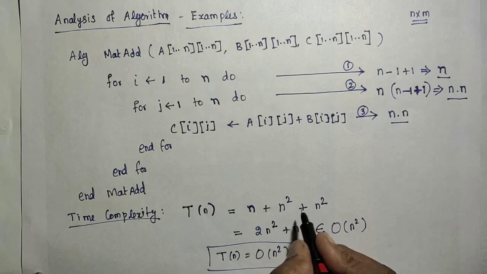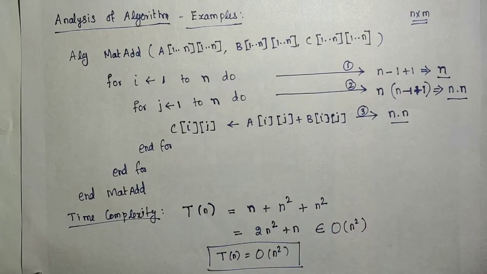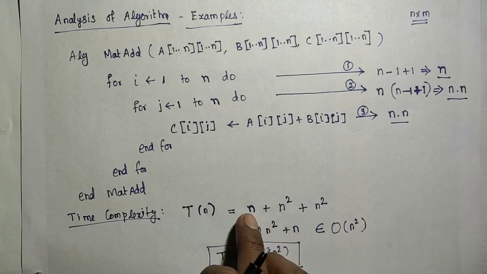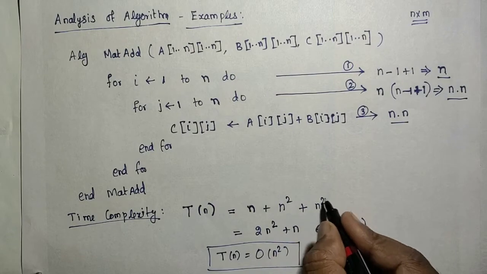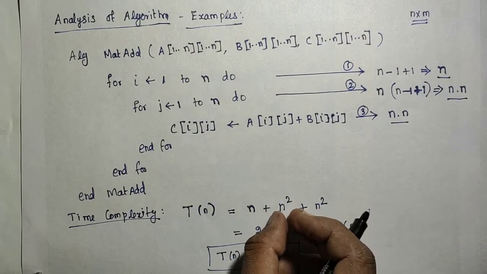So here m into n depends on 2 variables. That is, the input is now 2 variables. So I need to represent the complexity in terms of O of n and m. So it will belong to O of m into n. This term contains only n, this term contains m into n, and this term contains m into n. So I have to consider the maximum term.